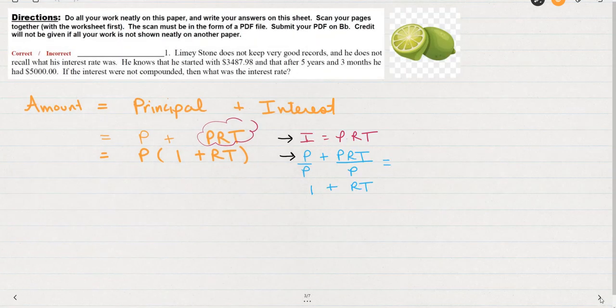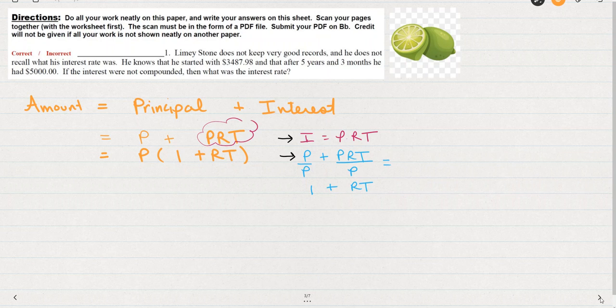Limestone just doesn't keep good records. He knows how much money he started out with, $3,487, and he knows how long he's had his account, and he knows that his ending amount is $5,000, but he's trying to work backwards and figure out what the interest rate is.